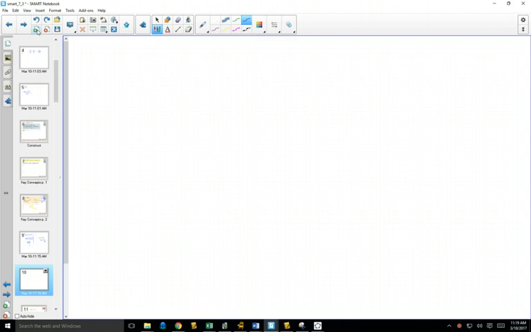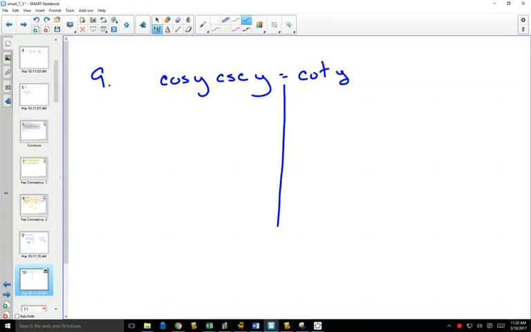So the next one that we're going to try together is cos y cosecant y. This is number 9. So again, always rewrite the equation. Draw your line. And then the puzzle starts. Now, often you're not going to be able to see right away what you should change, so you just change something.